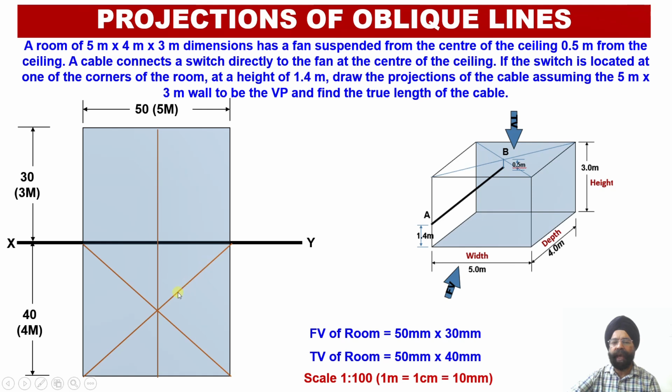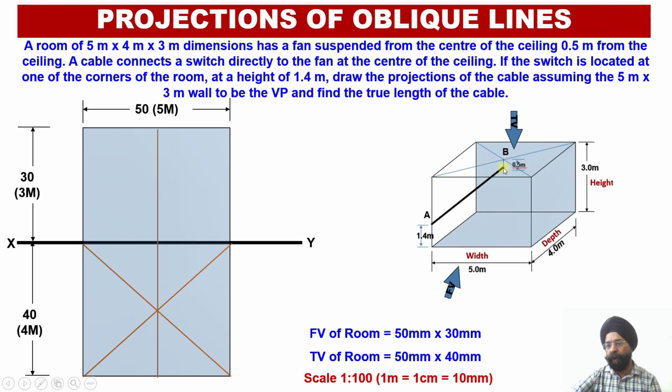That is, the two diagonals we need to join. The moment we join these two diagonals, we have been able to obtain the center point of the ceiling over here. Now, we can check that this is the location of the point A, which lies in one of the corners of the room. This is the location of the point B, which is lying 0.5 meter below the ceiling.